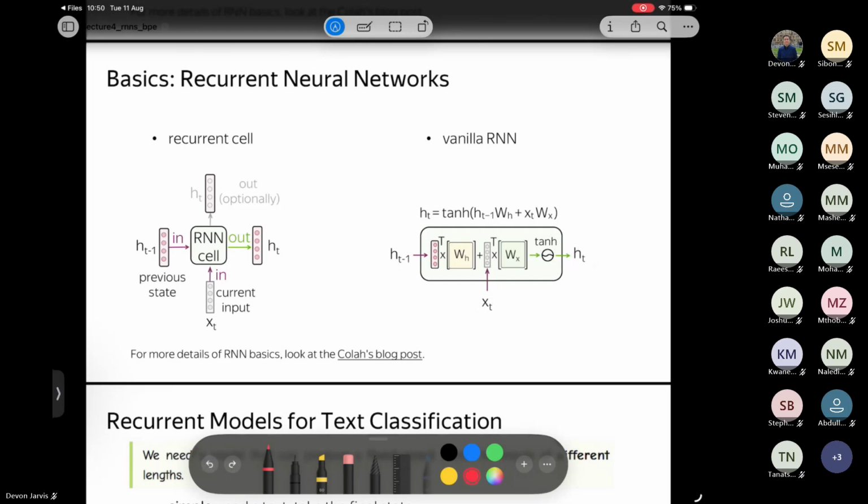Does anyone want to hazard a guess? So the tanh has a sigmoid shape. It just goes to -1 and 1 rather than 0 and 1. Other than that, it's a sigmoid. Does anyone want to tell me what the problem with this activation function is in general?